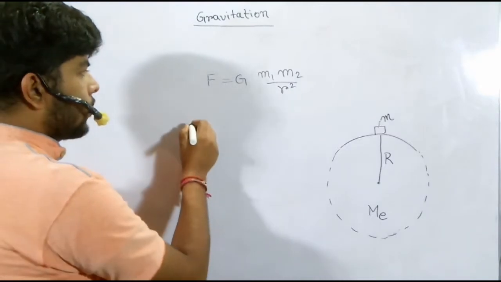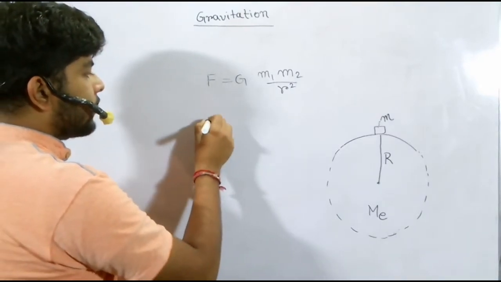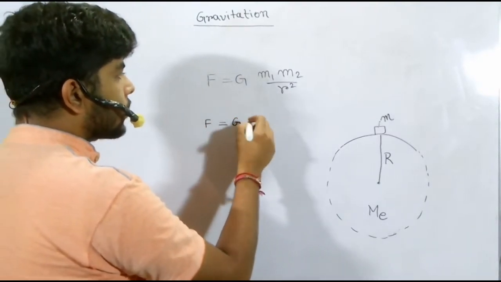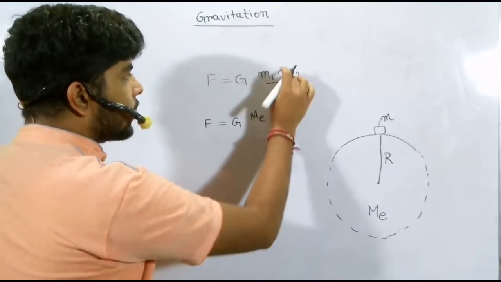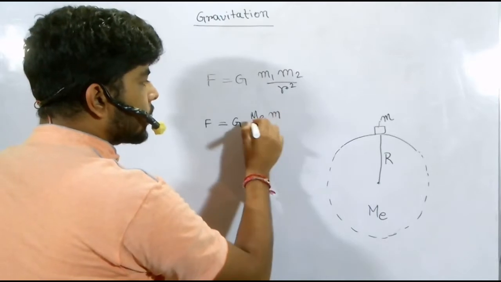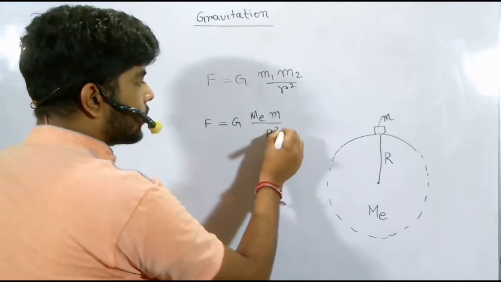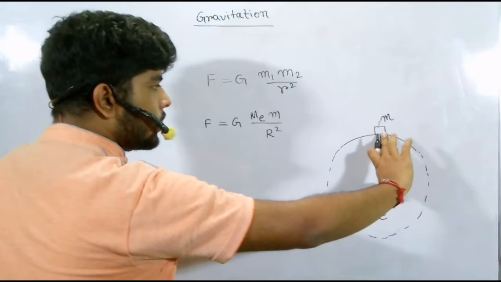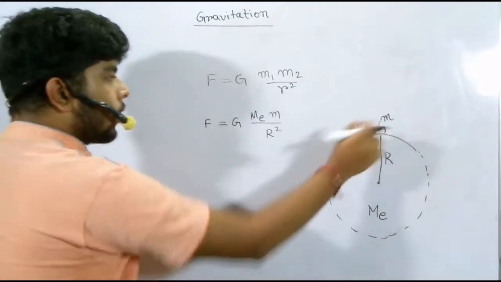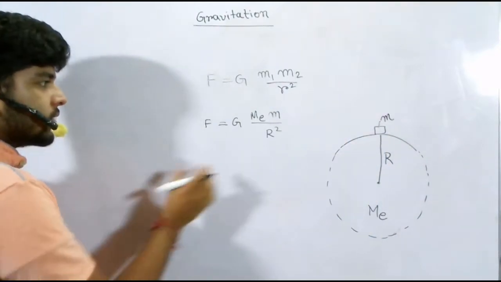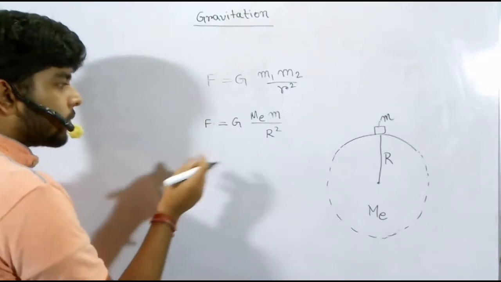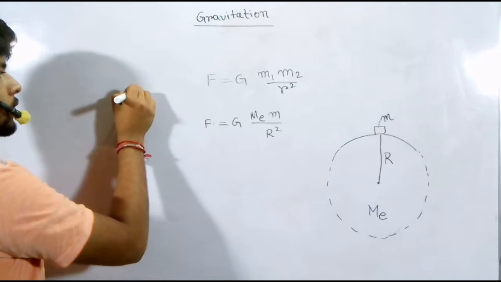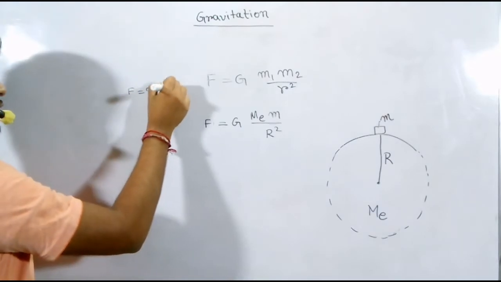So we know that F equals G m1 m2 by r square. Now we take m1 as Me, m2 as small m, and r as capital R, the distance between the center of the earth and the object. This is the expression. And what is this force? We know from Newton's second law, force equals mass into acceleration.